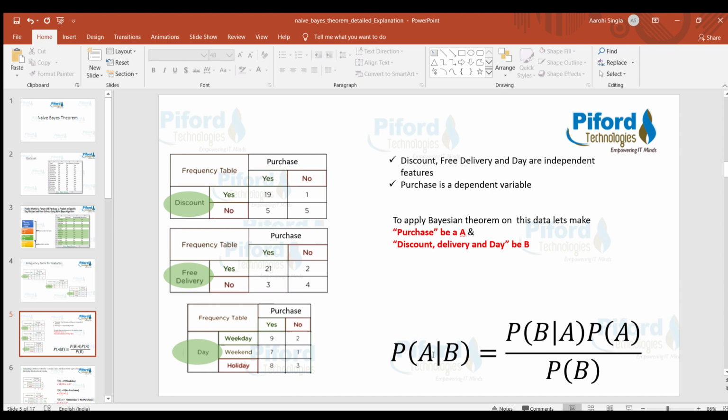Wherever you see this A, that means we are talking about purchase. And wherever you see this B, B means we are talking about independent variable. We are talking about discount, delivery, and day column, right? So these are the 3 frequency tables.